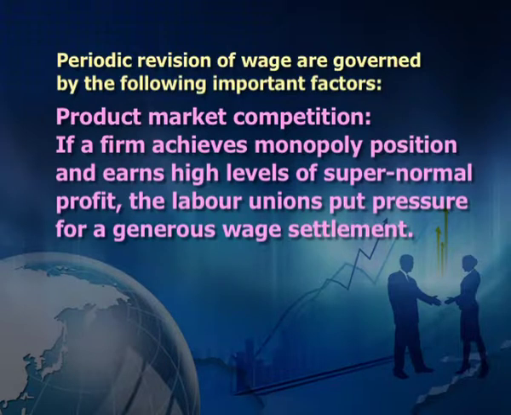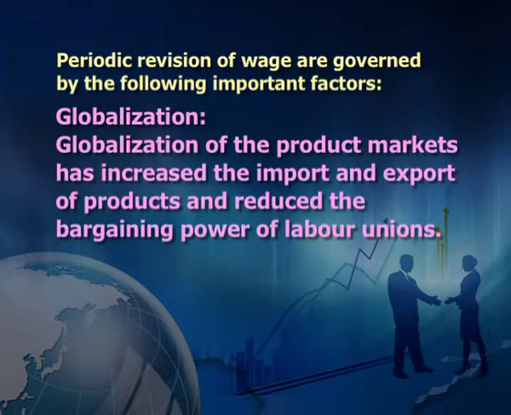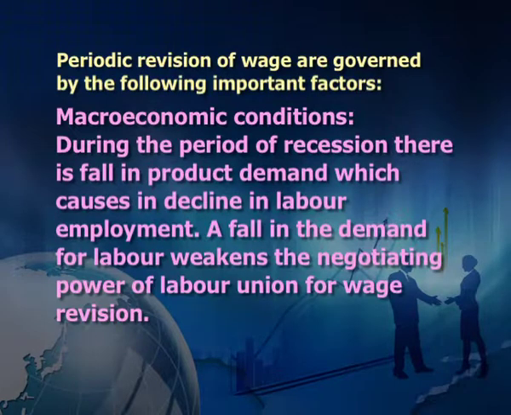Next is product market competition. If a firm achieves monopoly position and earns high levels of supernormal profit, the labor unions put pressure for a generous wage settlement. Another is globalization. Globalization of the product market has increased the import and export of products and reduced the bargaining power of labor unions. Next is macroeconomic conditions. During the period of recession, there is a fall in product demand which causes a decline in labor employment. A fall in the demand for labor weakens the negotiating power of labor union for wage revision.